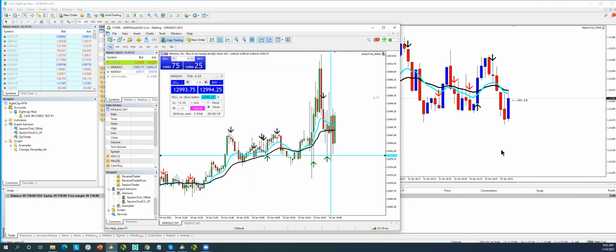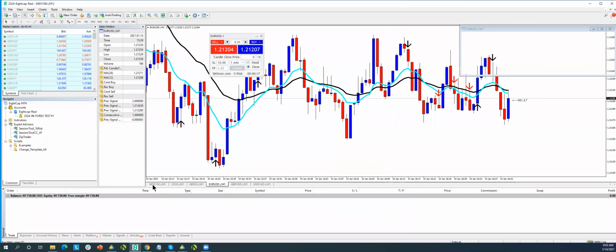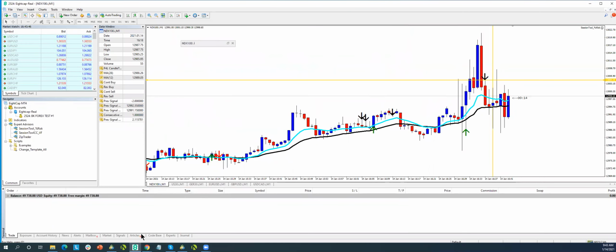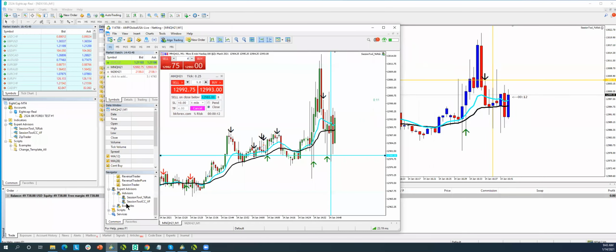So where's my NAS? Yeah, we're still parked on the buy side on the sell reversal arrow on the NAS.